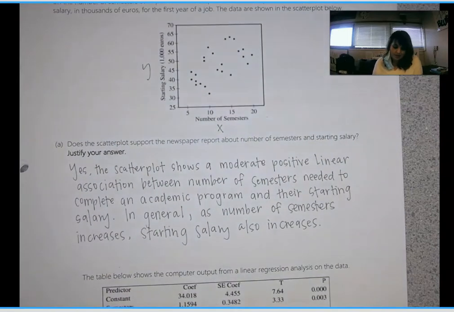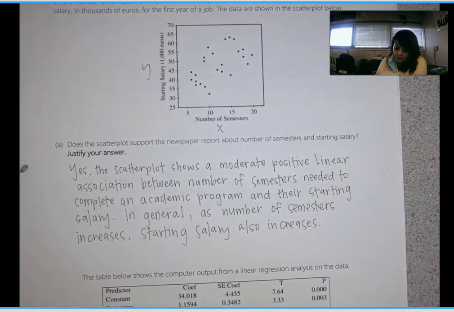So yes, the scatter plot shows a moderate positive linear association between number of semesters needed to complete an academic program and their starting salary. In general, as number of semesters increases, starting salary also increases.